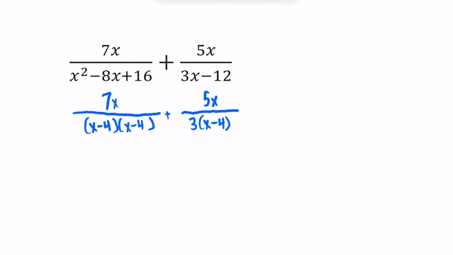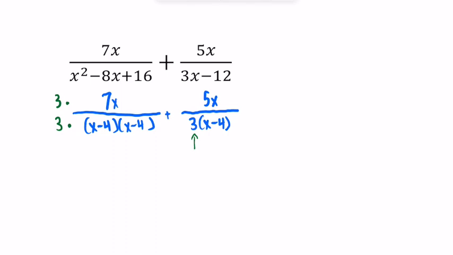So when we're trying to decide what we need to multiply by the top and bottom of our first fraction, we look over at the denominator of the second one, where it has 3 times x minus 4. Our first fraction already has x minus 4 in the bottom. We don't need to multiply by that, but it's missing the 3. So we need to multiply by a 3 on the top and bottom of that fraction.